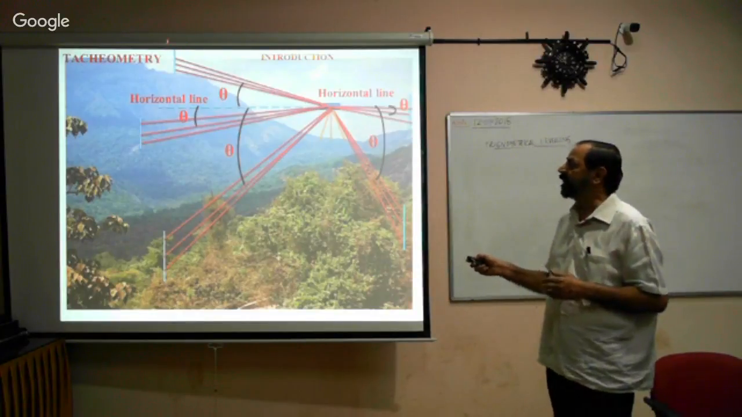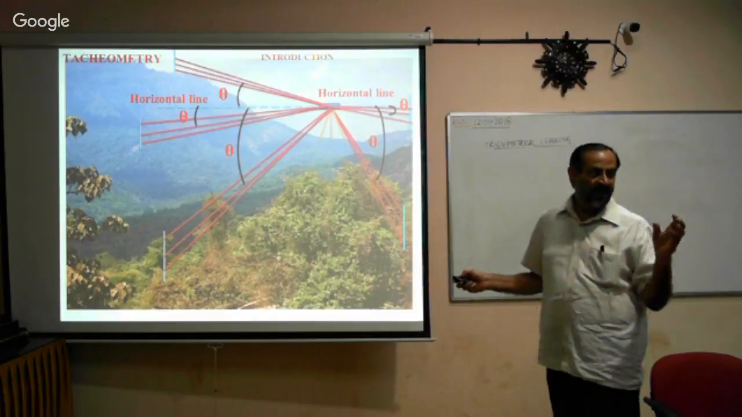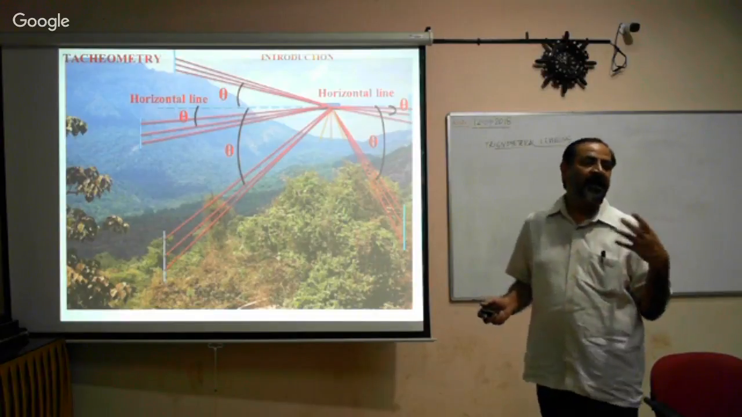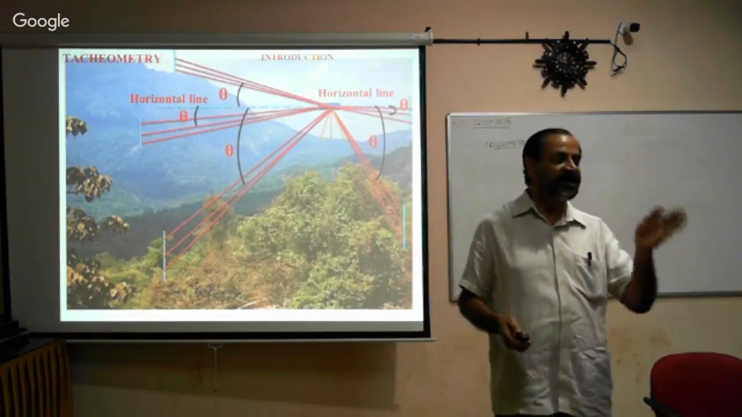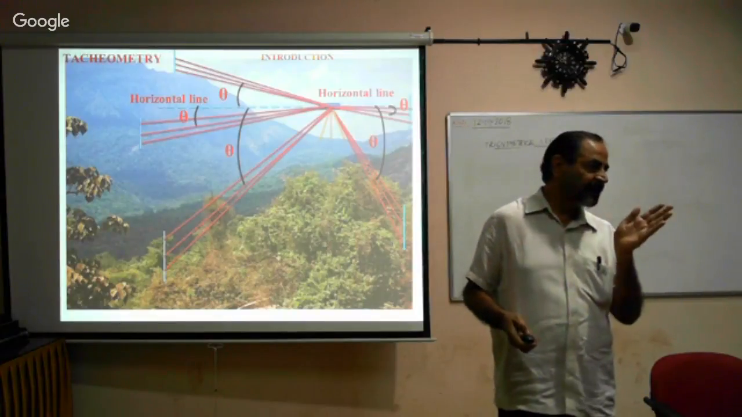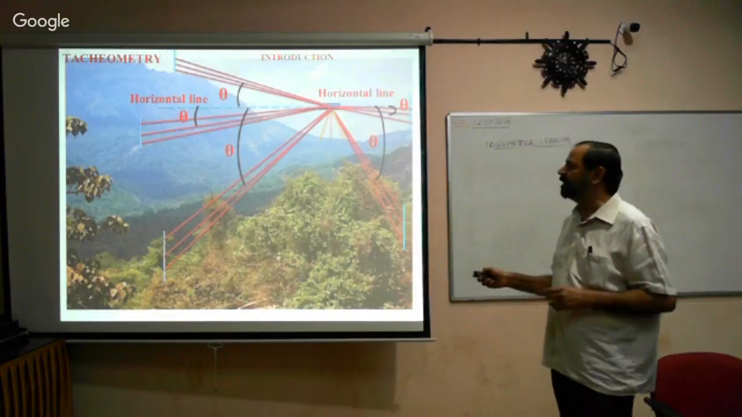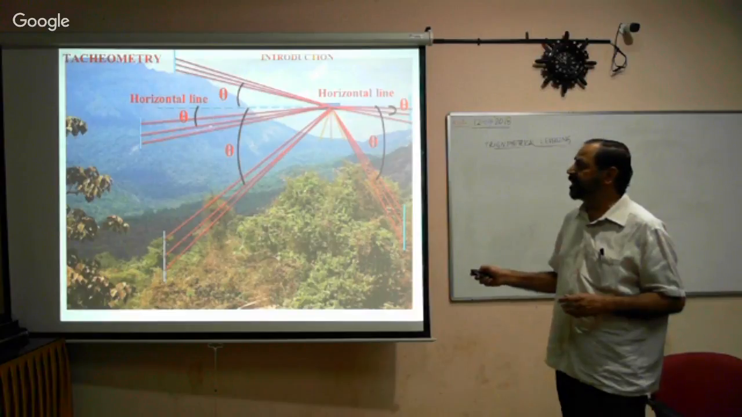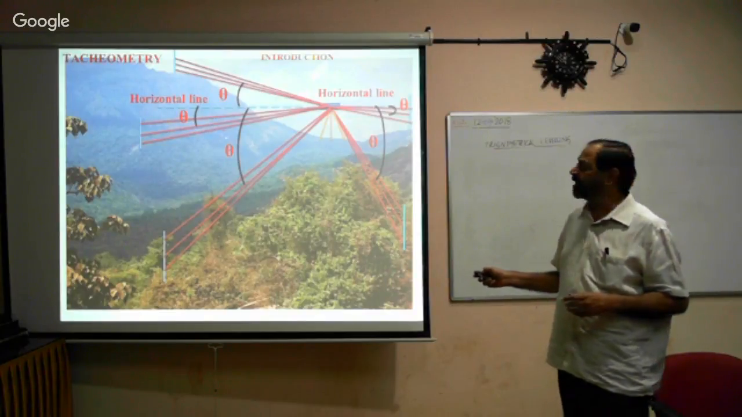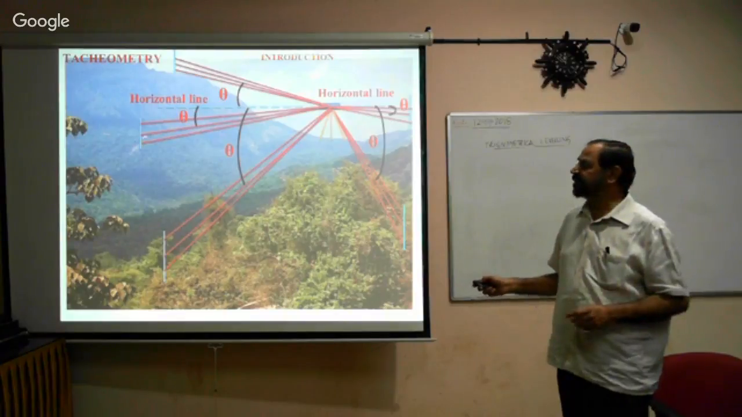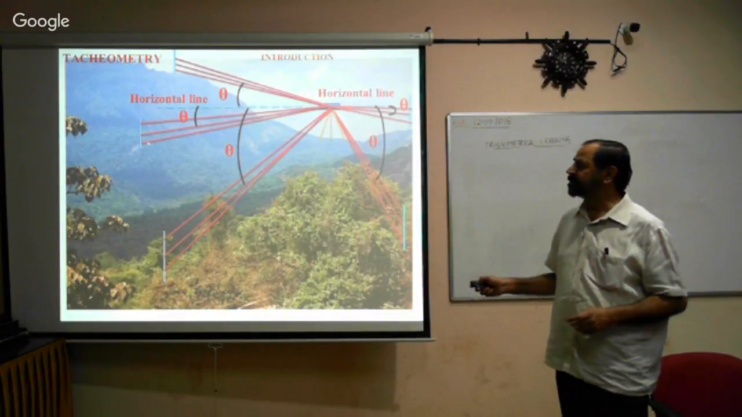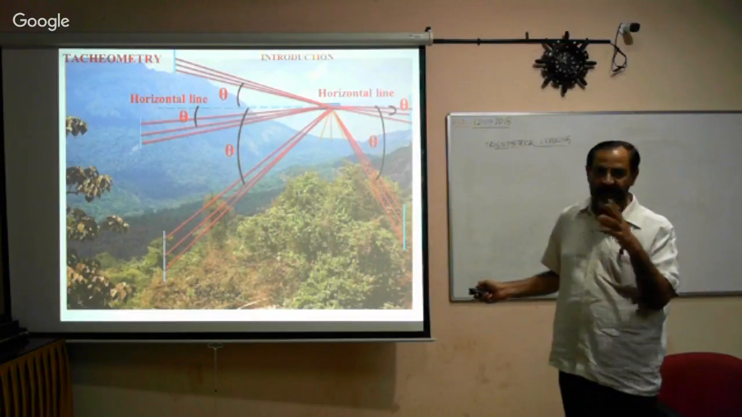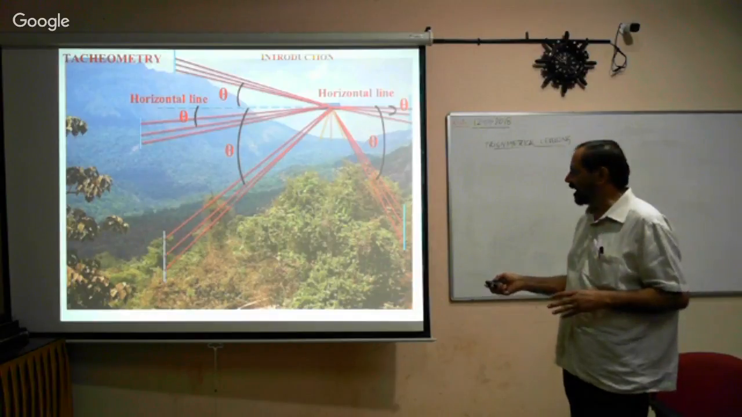Therefore, this method can be employed. Tacheometry can be employed to calculate the elevations and distances of different points from one station by taking the stadia readings and also by measuring the vertical angles. Now how many stadia lines are there here? There are 3. This is to the center, this is to the top, and this is to the bottom. Understood now? That is tacheometry.